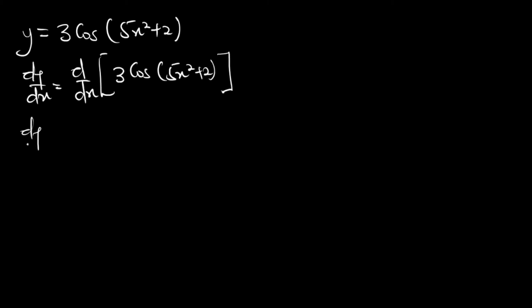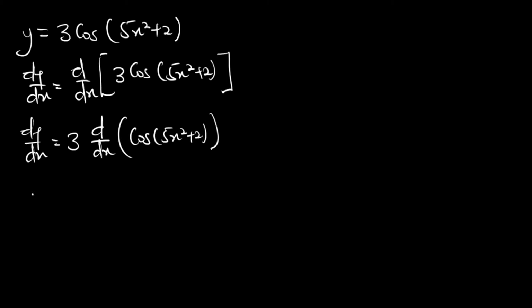So my dy/dx becomes, the 3 is a constant, so I can bring it outside. So I have 3 outside, d/dx of the function, what? Just cos(5x² + 2). Okay, so my dy/dx becomes, the 3 is still here.